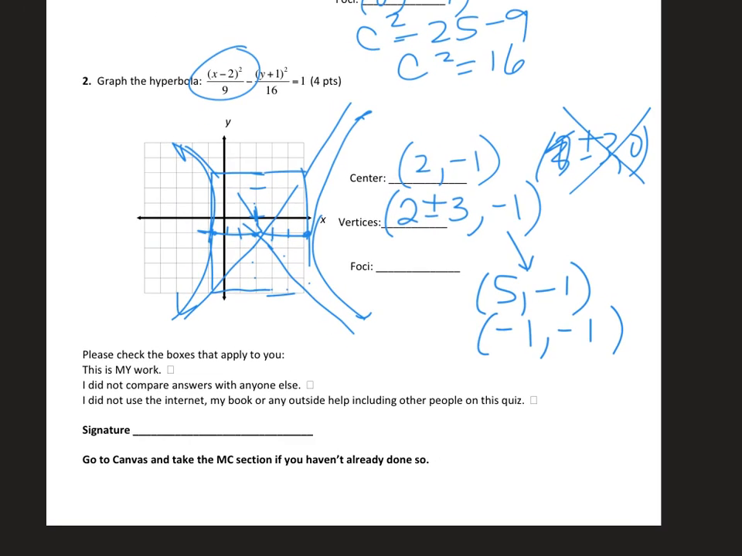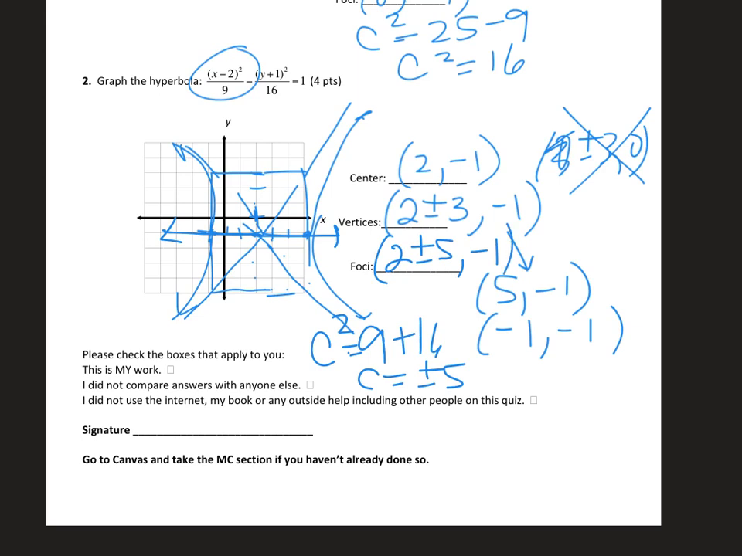And then the foci, same thing. The foci are coming off of the center, not from the origin, but from the center. And the foci would be c squared equals 9 plus 16. So c would equal plus or minus 5. So from the center, left and right, we're going to go a distance of 5. And you can rewrite that. I ran out of room. 7, negative 1, and negative 3, negative 1. Okay?